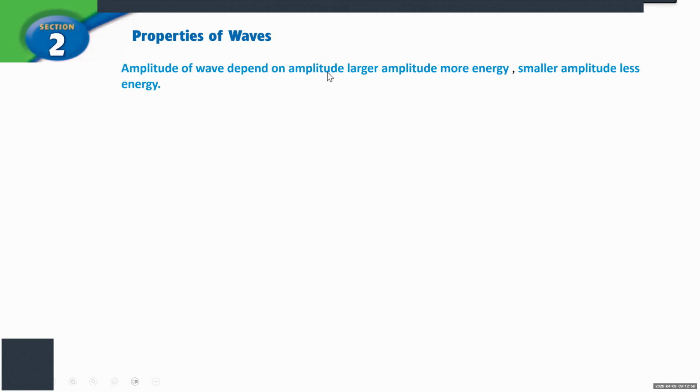Amplitude of a wave depends on energy. The relation between them is directly proportional. If we increase the energy, if we add more energy to the wave, the amplitude increases and the wave becomes higher.